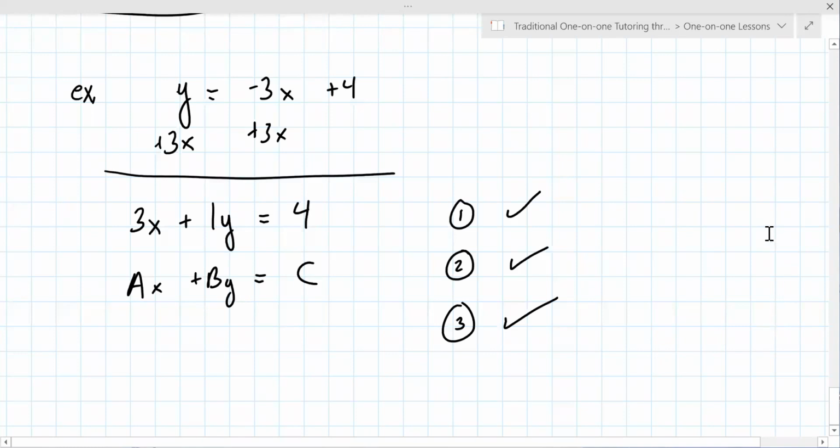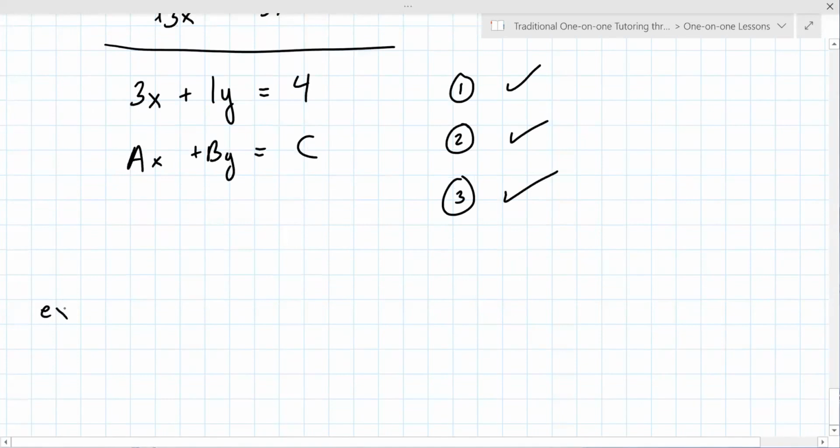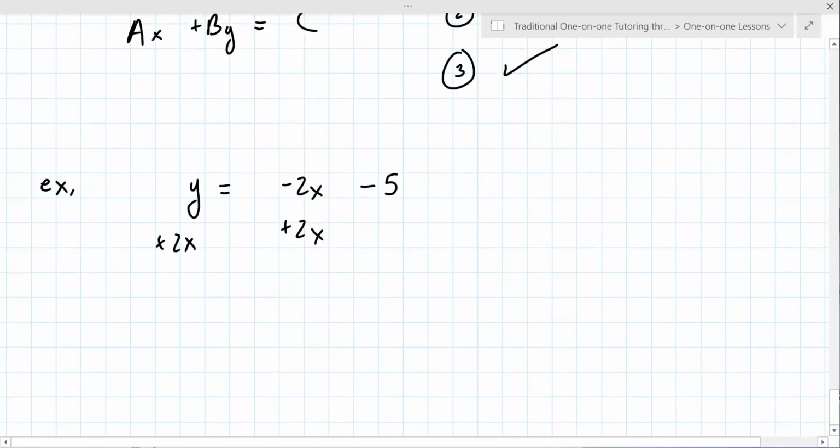All right. So I don't expect you to understand this after one example, but we're gonna do another one, and hopefully you'll get it here. So, let's say it's y equals negative 2x minus 5. Then 2x plus y equals negative 5. When you add 2x to both sides, you're going to write it this way: 2x plus 1y equals negative 5.